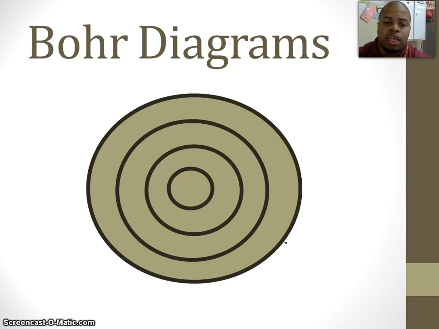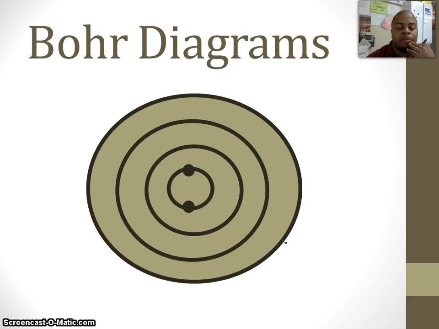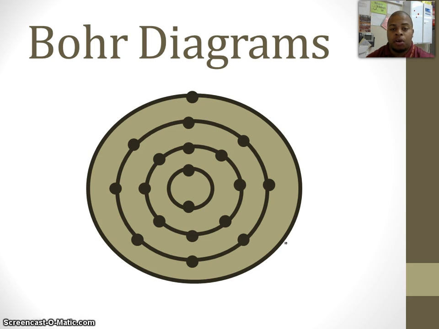So, if I'm looking here, I have my 4 rings, adding my 2 in the middle, my 8 on the second row, got another 8, and that leaves me with 1 for the outer ring. This would be my Bohr diagram for potassium.